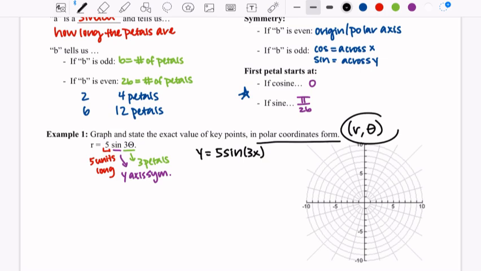Okay, so let's graph this function. I'm going to create some axes below.